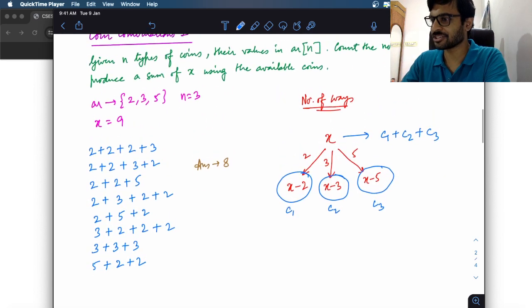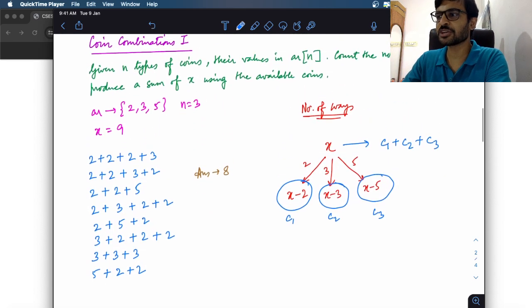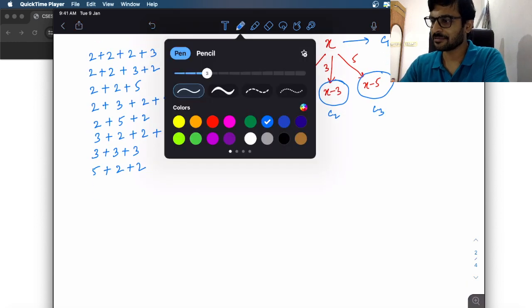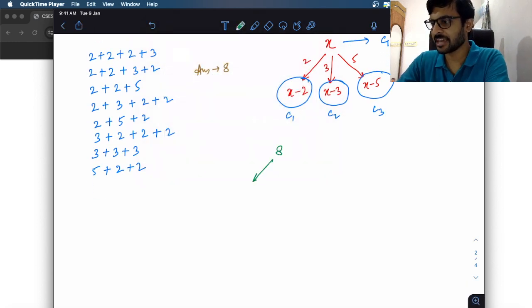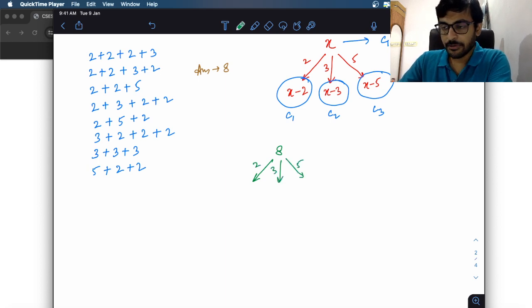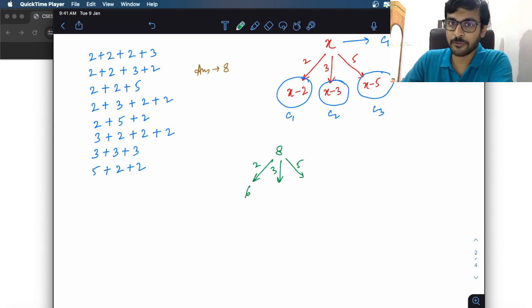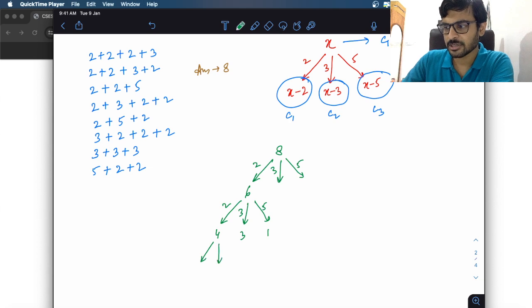So basically, if we have 8 at hand, then the recursion way of applying it would be that we start with 8 and then we say, hey, there are these options, 2, 3, 5. So if I go with 2, that means the remaining part is 6. For this 6, I have to find the number of ways. For that, again, I'll do the same thing. 2, 3, 5 are my three options. So I basically get 4, 3, and 1 to be solved. And for 4, in fact, 5 is not an option. So I only have two options, 2 and 3.